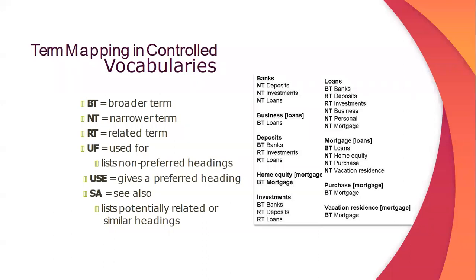Term mapping in controlled vocabularies. BT means broader term, NT means narrower term, RT means related term, and UF, used for, lists non-preferred headings. So that is a non-preferred heading. Use gives a preferred heading. And SA, or See Also, is a list of potentially related or similar headings.